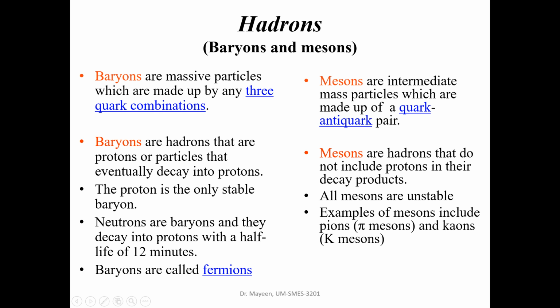Examples of the mesons include pions, which include phi mesons, and kaons, that is K mesons. And also remember that all the mesons are bosons, that is, they carry integral spins.